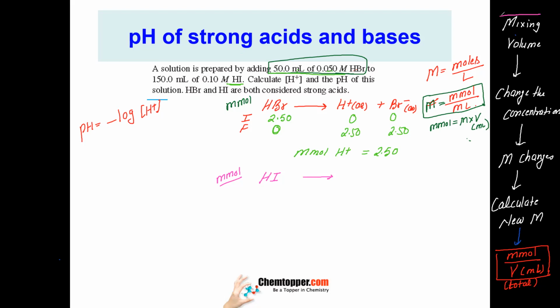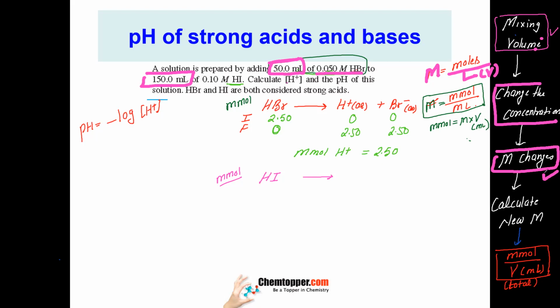Are you okay with this, that we are mixing volumes? Is this line clear, that in this question I'm mixing this 50 ml with this 150 ml? Please type here now, yes or no. In the question, we are mixing 50 ml of HBr with 150 ml of HI. When you are mixing volumes, it will change the concentrations, because concentration is molarity, which is moles divided by volume in liters. So do you think this HBr will have the same molarity? No, the molarity will change.